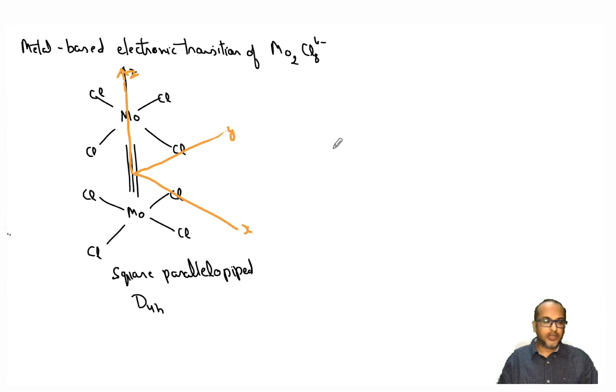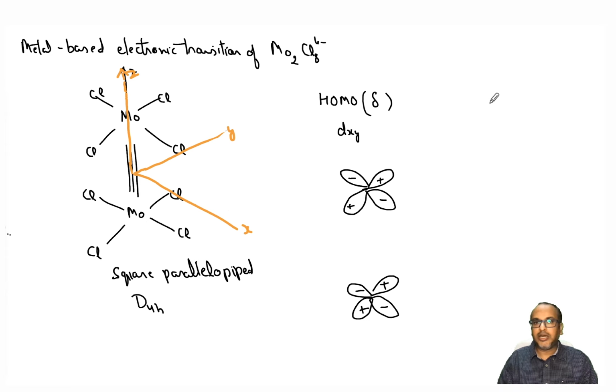Now, they say that this is the molecule, and the HOMO, the highest occupied molecular orbital, is the delta orbital, which is basically composed of dxy orbitals, and it takes the shape something like this. So this is the delta orbital, and this is given in the question.